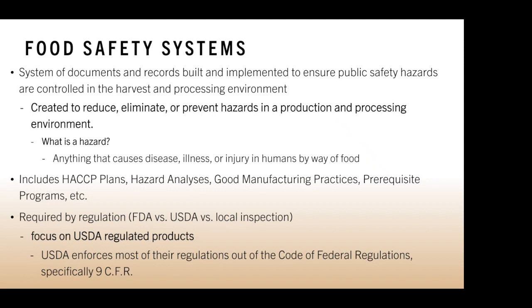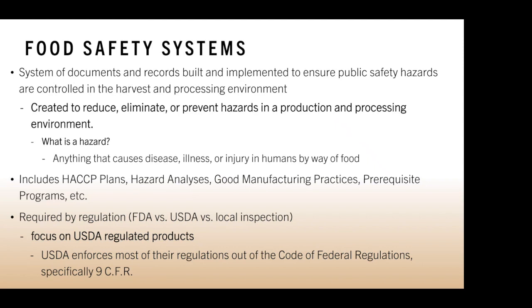Food safety systems are documented processes and procedures with records built and implemented to ensure public safety hazards are controlled in the harvest and processing environment. These documents are created to reduce, eliminate, or prevent hazards in a production and processing environment. That brings up the question, what is a hazard? Well, a hazard is anything in a food production environment that can cause disease, illness, or injury in humans by way of food.